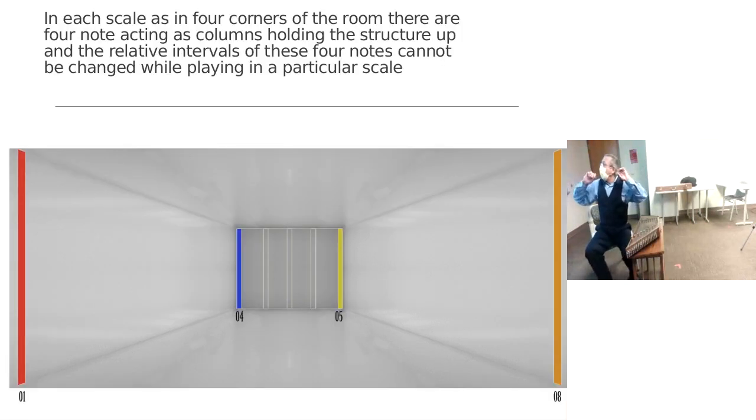There are 4 notes that are always the same. As soon as you pick number 1, as what frequency is your number 1, in every scale, number 4, number 5, and number 8 out of the 8 notes are always fixed. You cannot change that. No matter what mode you're playing, no matter what scale you're playing, those 4 are like columns that hold the room up. So I want you to imagine 1 is behind you right in that corner, 4, 5, and 8 are there. So these 4 are already fixed.